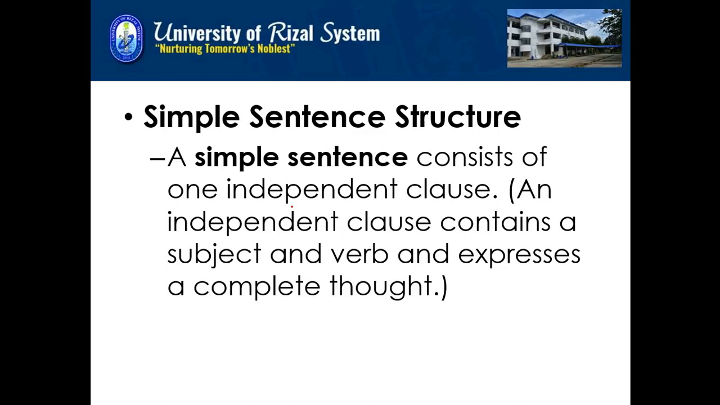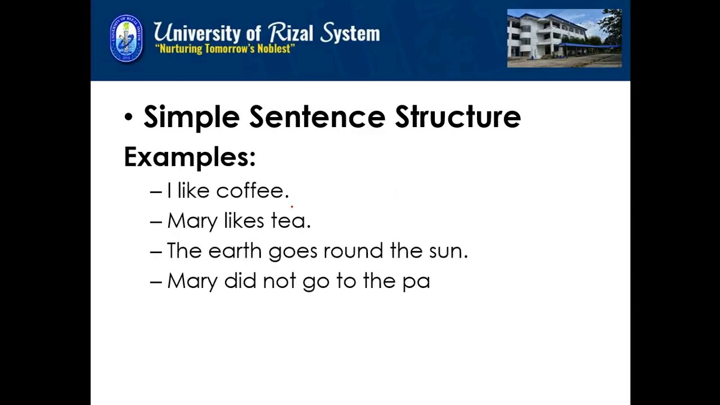A subject may be compound. A predicate may be compound. Pag sinabi nating compound subject, halimbawa, John, Johnny, and Noel are best friends. Johnny and Noel, sila yung tinatawag nating compound noun. Maliwanag ba? Kasi yung iba may makikita lang na and, okay, compound na. Hindi. Hindi porke may and, compound na. So, titingnan nyo rin yung structure ng sentence.